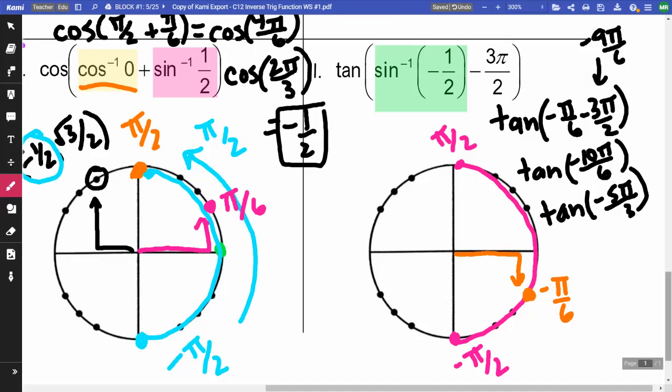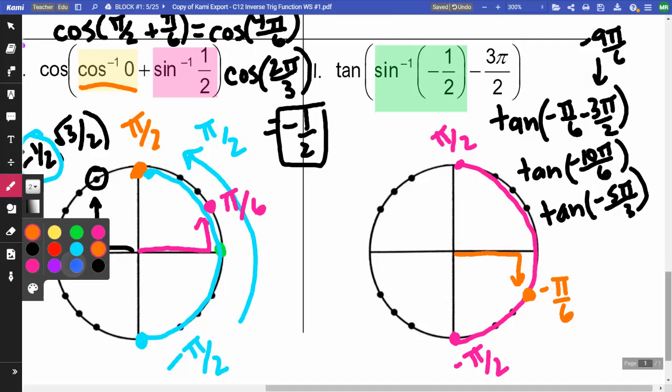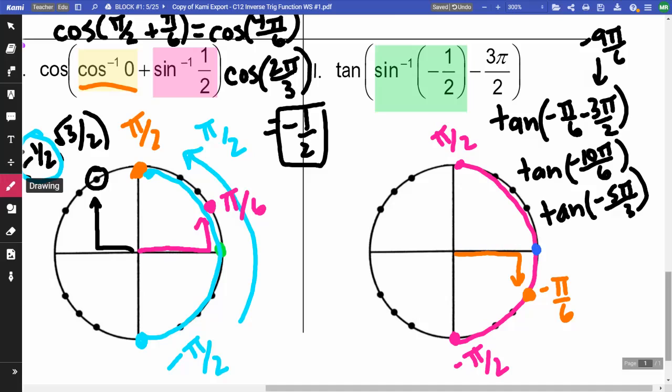So -5 pi thirds. So if I start here, let me do this in blue. If I start here and I'm going at -5 pi thirds, okay, that's 3 pi thirds. This would be -4 pi thirds. So it's going to put me here. And that point, just in terms of the coordinates, would be short comma long. And then I want the tangent of that.